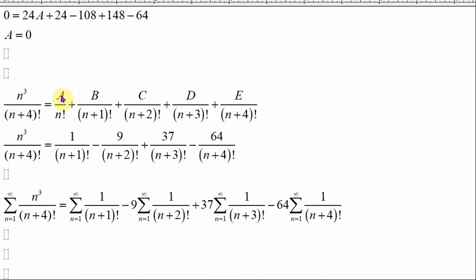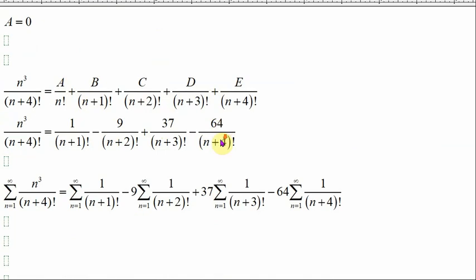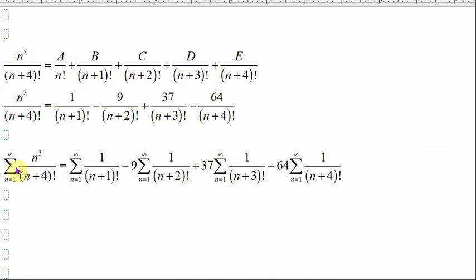And so A is 0, B is 1, C is minus 9, D is plus 37, E is minus 64. And then this is our original series, and we can rewrite it as the sum of these 4 summations right here. And then we just have to find the value of each summation.